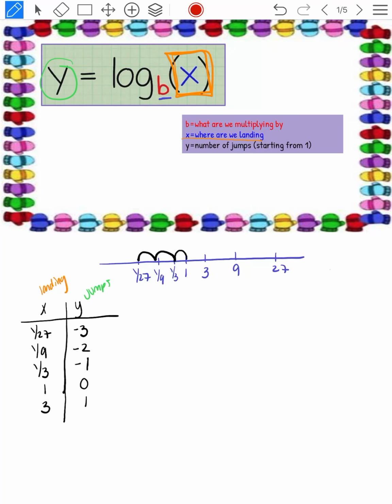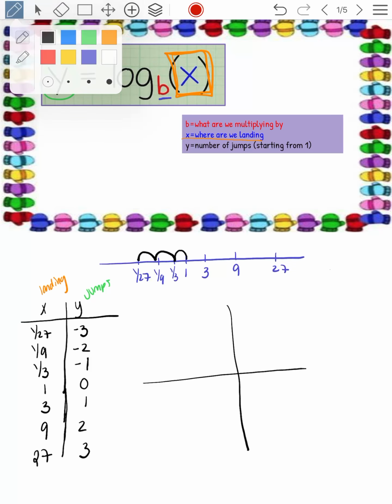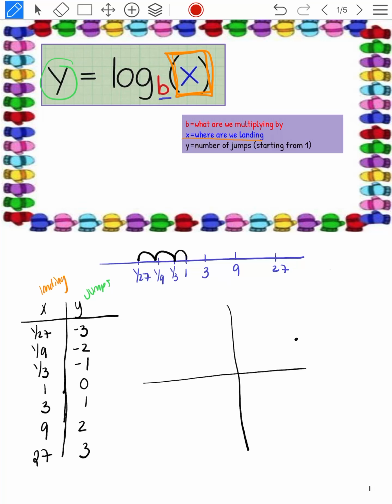3, 1 jump to the right. 9, 2 jumps to the right. 27, 3 jumps to the right, and so on. And we then talked about how we could graph these, and I don't have any graph paper on this page, but how this would end up looking something like so. And this is kind of our shape of a logarithmic function. Okay, so we are going to talk in some more detail today about, okay, how do we graph these if it's a little more complicated than that?